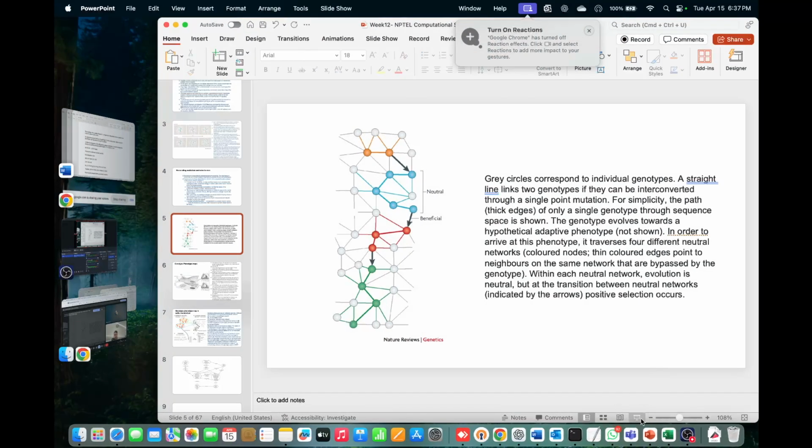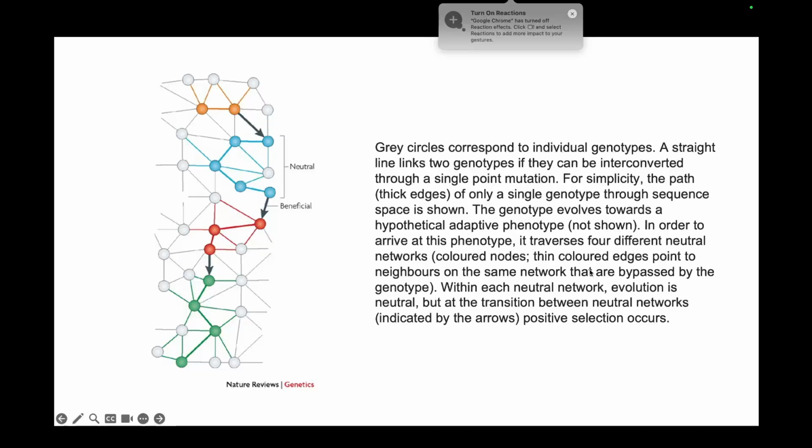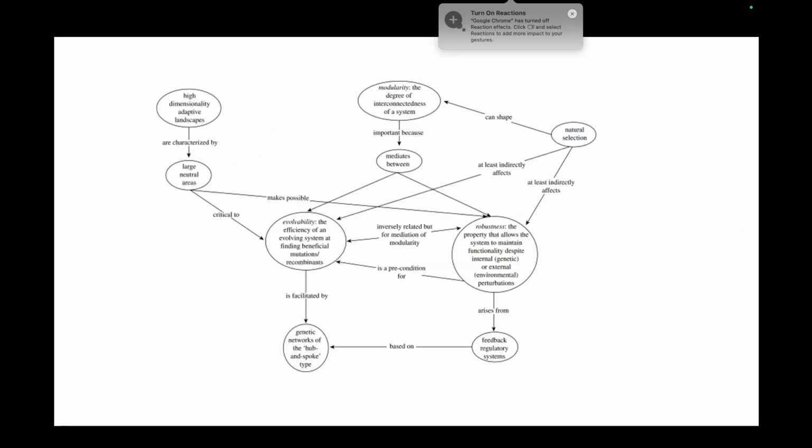Yeah. So inside each of these modules, the movement from one node to another is basically moving through point mutations. Inside that module, the evolution is neutral. But if you move from one module to another module, there positive selection needs to occur. So selection actually can hamper the evolvability and the robustness of the system. And these two are also inversely related, but for the mediation of modularity.